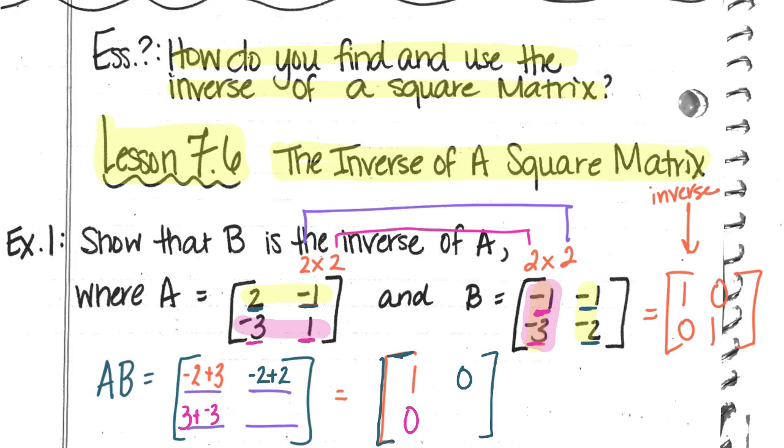And now we're going to do the last thing, row 2, column 2. So let's multiply. -3 times -1 is 3, plus 1 times -2 is -2. That gives us a 1. So yes, this is the inverse. B is the inverse of A.